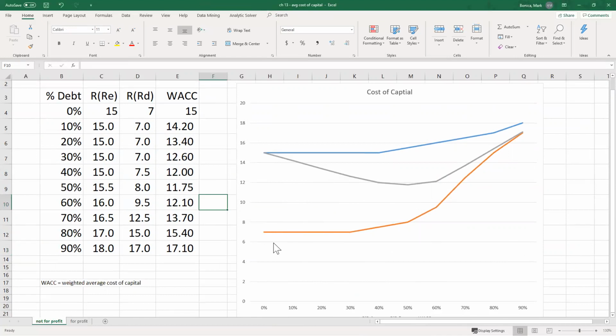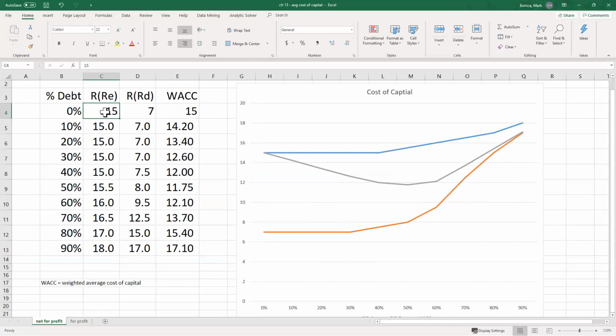So it starts out at 7. This is what they would require, as we start to increase, and as we go past, there's a turning point after which the investors expect ever more return on their debt. Now let's look at the equity column.